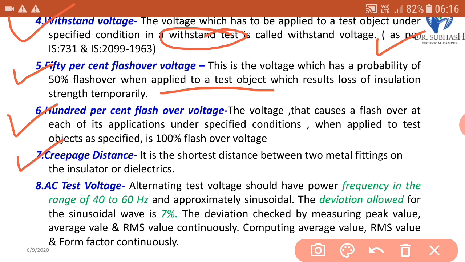Next term is creepage distance. It is the shortest distance between two metal fittings on the insulator or dielectrics.